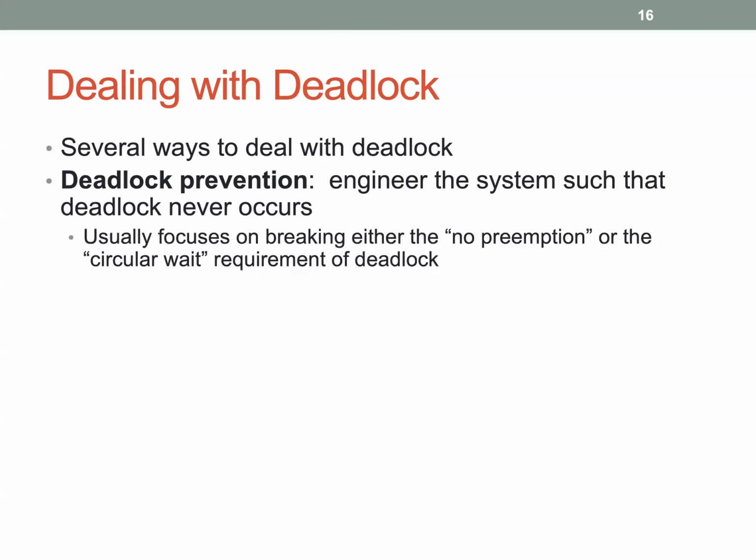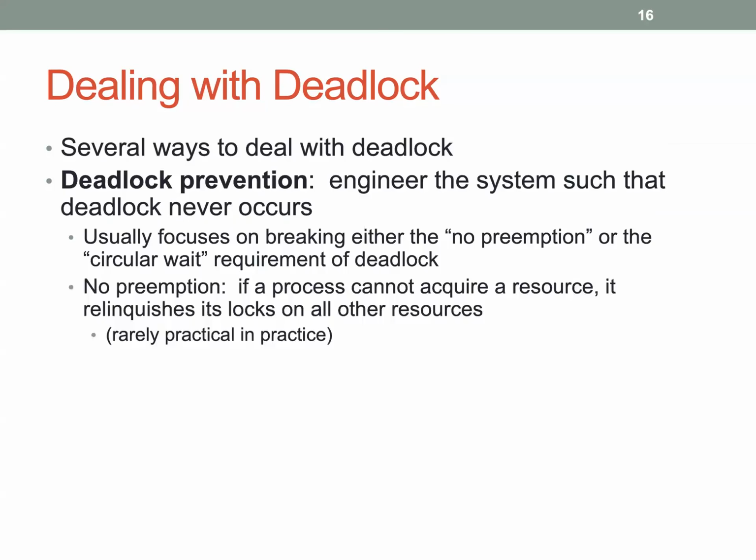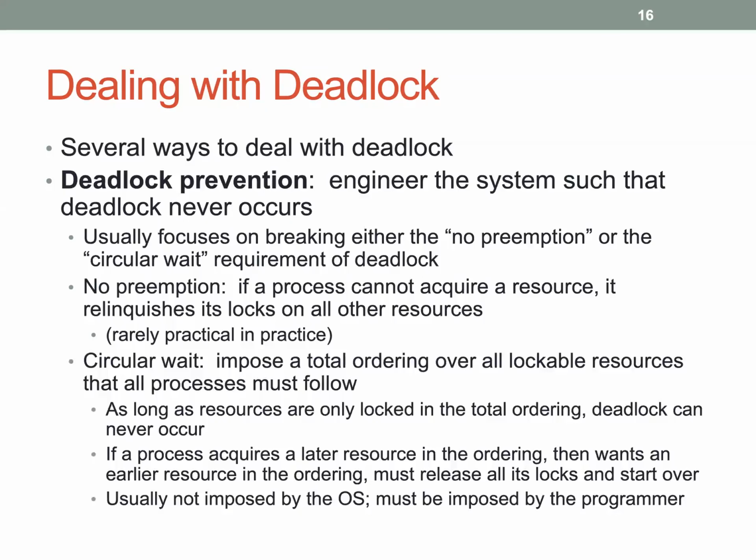Usually we try to break either the no preemption or the circular wait requirement of deadlocking. So no preemption means that if you run into a situation where it looks like you have a deadlock, you have to give up all the other resources that you hold. So that basically means if somebody else is waiting for something that you're holding and you can't get what you need, you give everything up, and that allows other people behind you to proceed. So that breaks the deadlock potential.